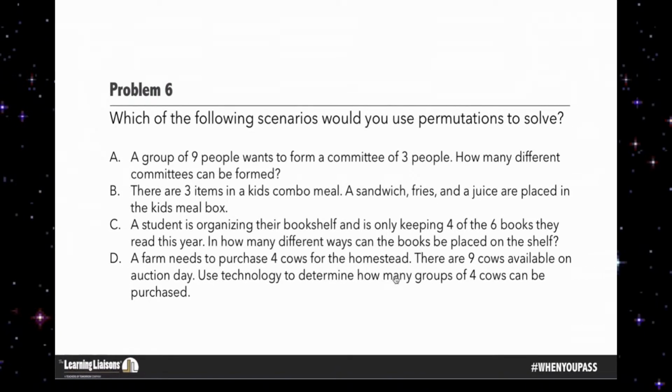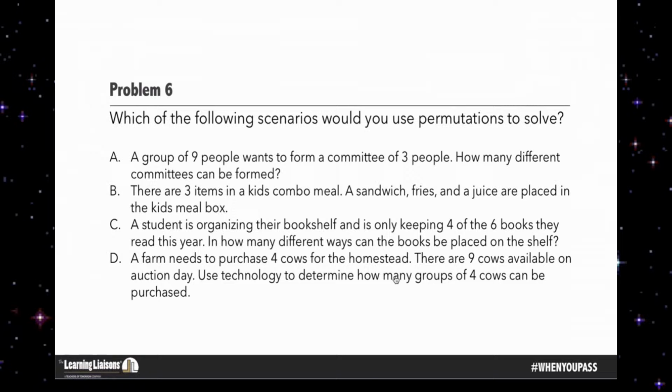Which of the following scenarios would you use permutations to solve? A group of 9 people wants to form a committee of 3 people. How many different committees can be formed? There are 3 items in a kid's combo meal. A sandwich, fries, and juice are all placed in the kids' meal box.